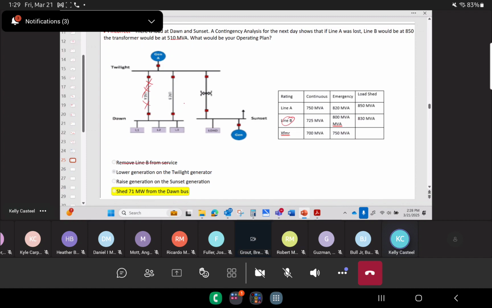Lowering generation at Twilight, changing this generation here, is not going to do anything to affect the flow on that line. And raise generation at Sunset, same thing. Whatever you want to do with that generation, it's not going to impact the flow on that line. The only thing that's going to impact it is you're going to have to shed load here at Dawn station to adjust the flow on that line. If it's a radial feed, that's the only thing you can do.